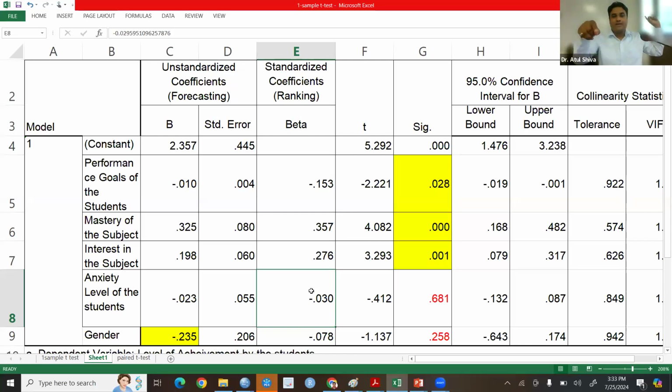Mastery, followed by interest, followed by performance goal, and then anxiety. So a faculty has to focus first on mastery of the subject. So which variable do I have to focus first?